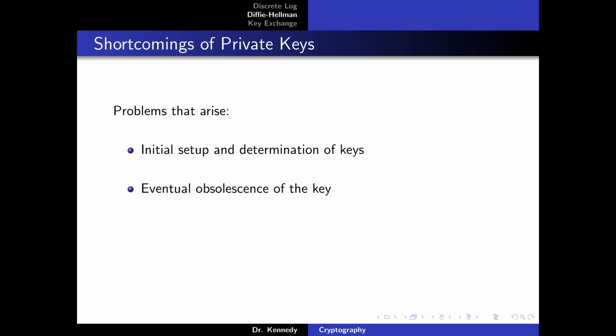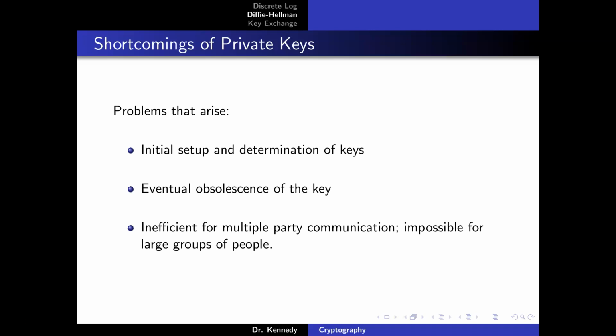The other thing is that we've seen with computational power, keys have to be replaced. What was secure 1,000 years ago is nowhere even close to secure now. What was secure even 3 years ago isn't secure now because computational power increases. The other thing is that private keys are inefficient when you've got multiple parties. You have to somehow get it to everybody. If you have a really large network, it becomes kind of impossible if everybody's got their own private keys.